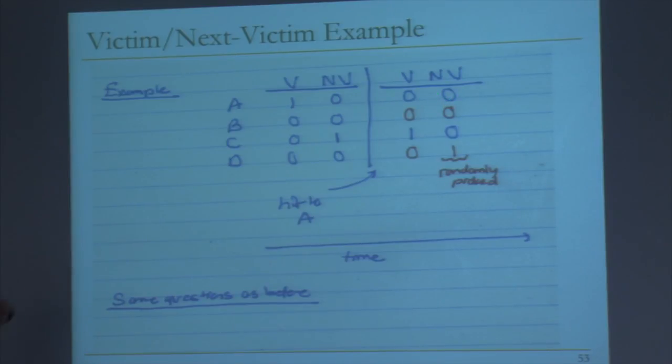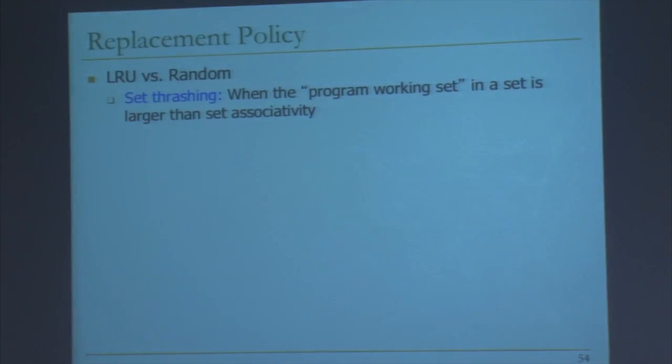This may not be the best way of encoding it. This is for illustration purposes. And C becomes the victim because it was the next victim. And you randomly pick between B and D to be the next victim. In this case, D is picked randomly to be the next victim. You can have the same questions as before. Like, when does this perform better than LRU? When does this perform worse than LRU? But it's an approximation that's much easier to implement.